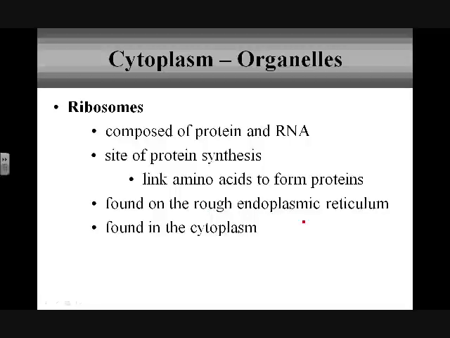You can find it on the rough endoplasmic reticulum, which, when we're looking at the endoplasmic reticulum, sorry about the bad drawings, is embedded on the surface of the rough ER. Ribosomes are also going to be found free floating in that cytoplasm.